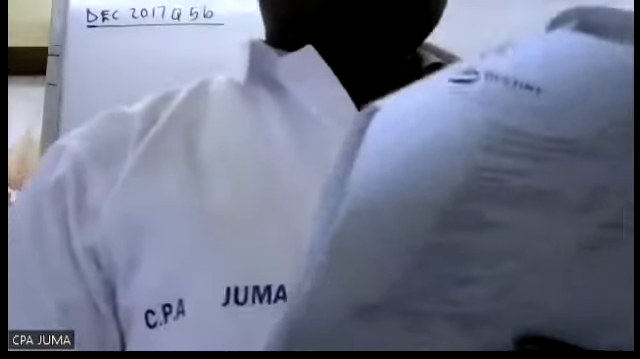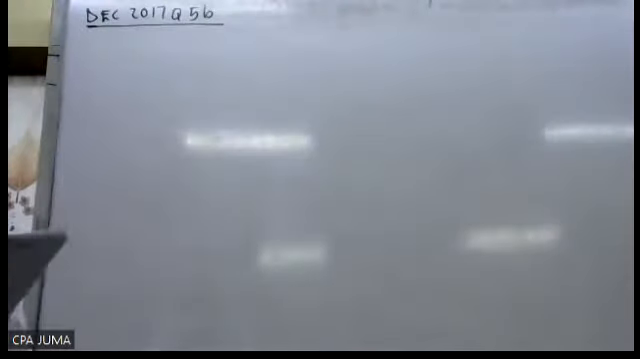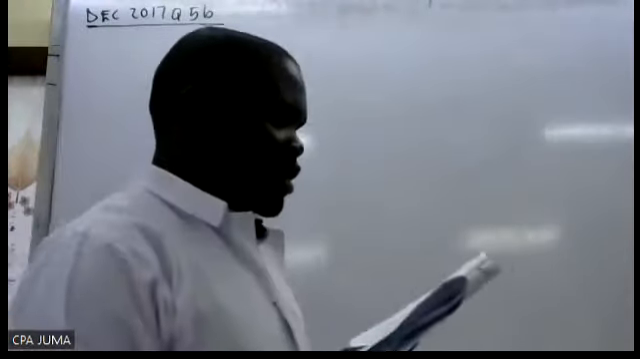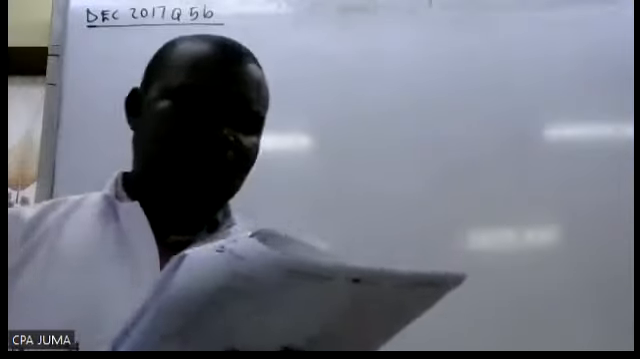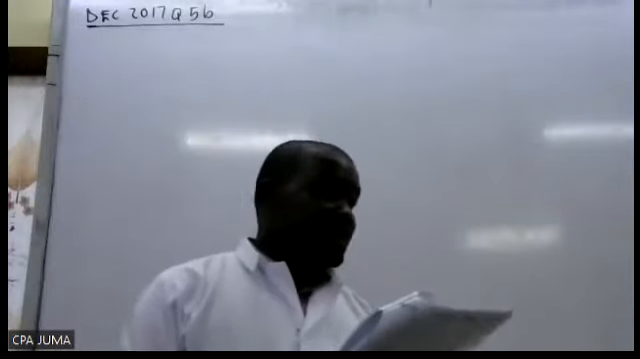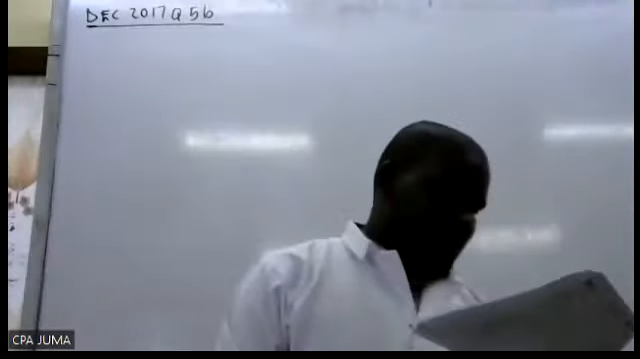Let's go to question 1-2. The following information was obtained from the financial records of Superfood Group for the year ended 31st October 2017. There is the consolidated income statement, then the consolidated statement of financial position, as you can see. Let's go to the additional information.